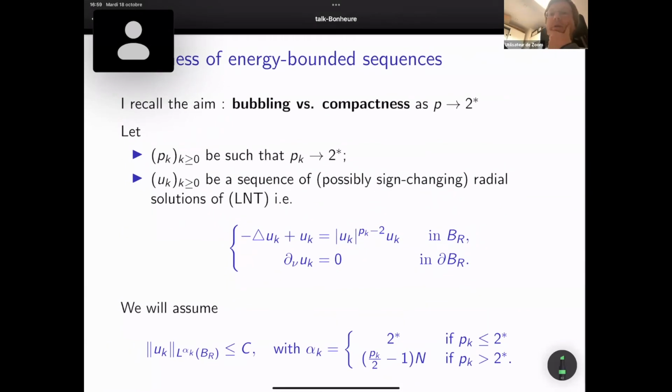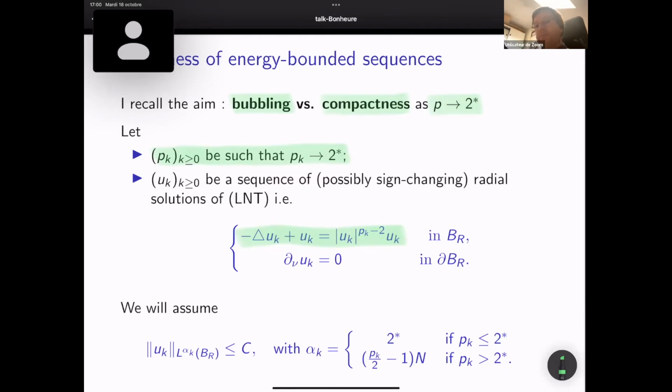Okay, so let me recall the aim of my talk. I want to discuss the competition between bubbling and compactness when p goes to 2 star. It means that I'm going to look at this family of solutions of this Lin-Ni-Takagi equation, at some moment possibly sign changing, but even positive solutions are already very interesting. And I have a sequence of exponents, and this sequence of exponents goes to 2 star.